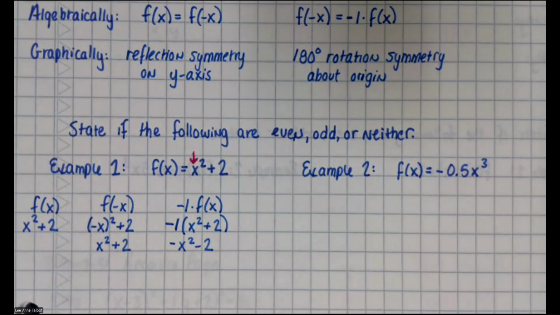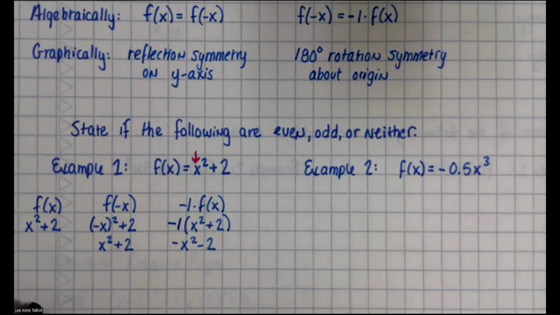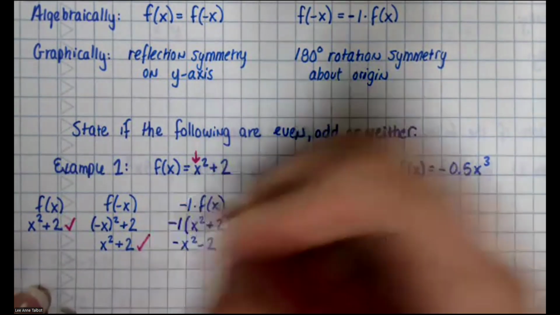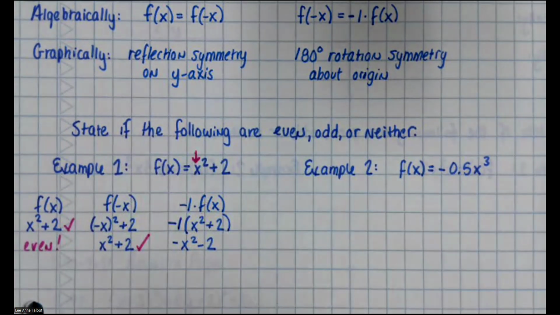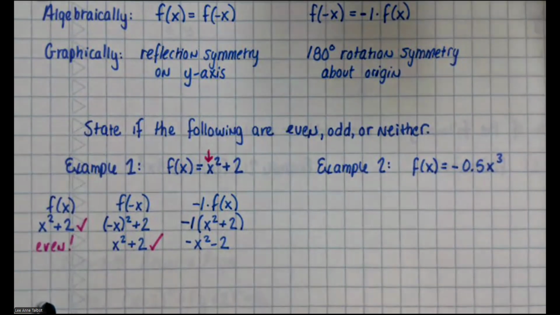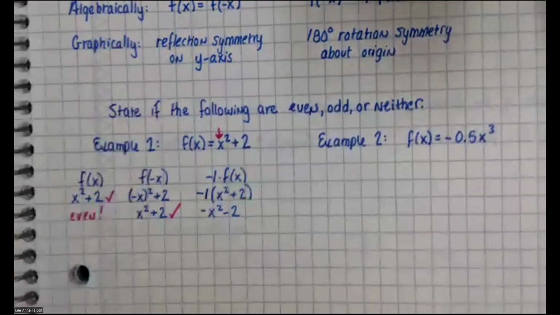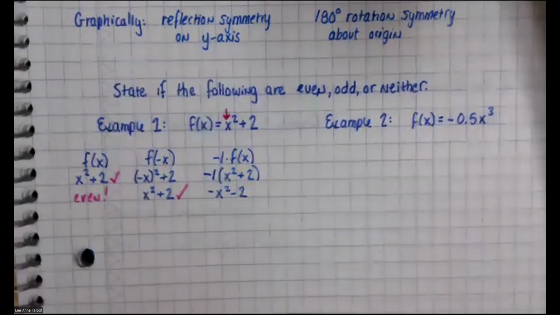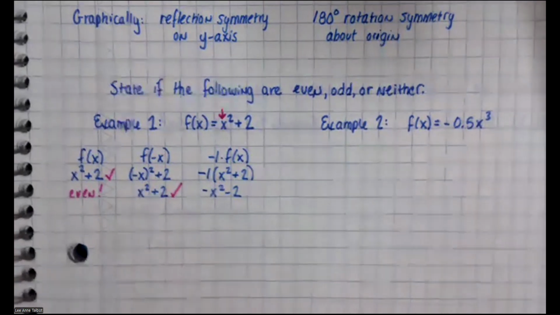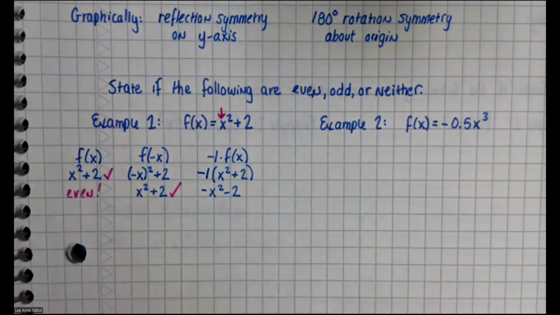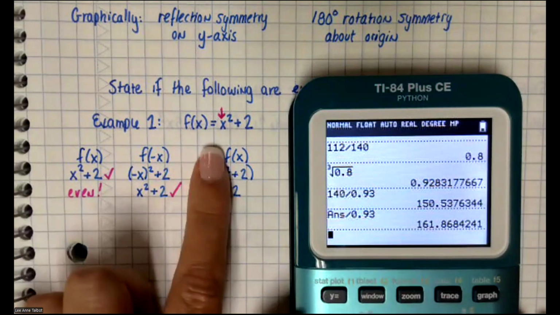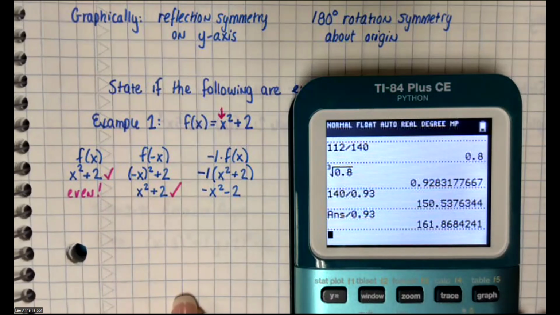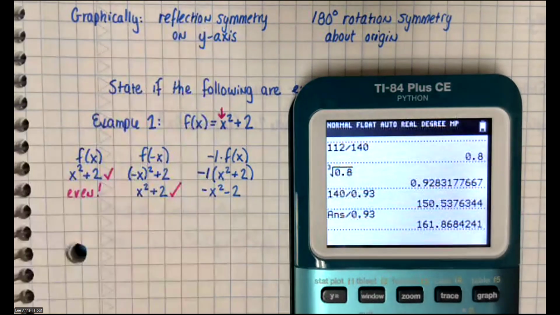So you do column 1, column 2, column 3. Then you check for matches. Do you see matches? Yes. And we make the conclusion that we think it's even. We're pretty sure it's even. Now, I could tell you I was pretty sure it was even because the exponent was a squared, which is an even number. Okay, now the next thing we're going to do for graphically is we're going to graph it on the graphing calculator. And we're just going to look at the picture and make a little sketch of it here to see if it jives with our conclusion.